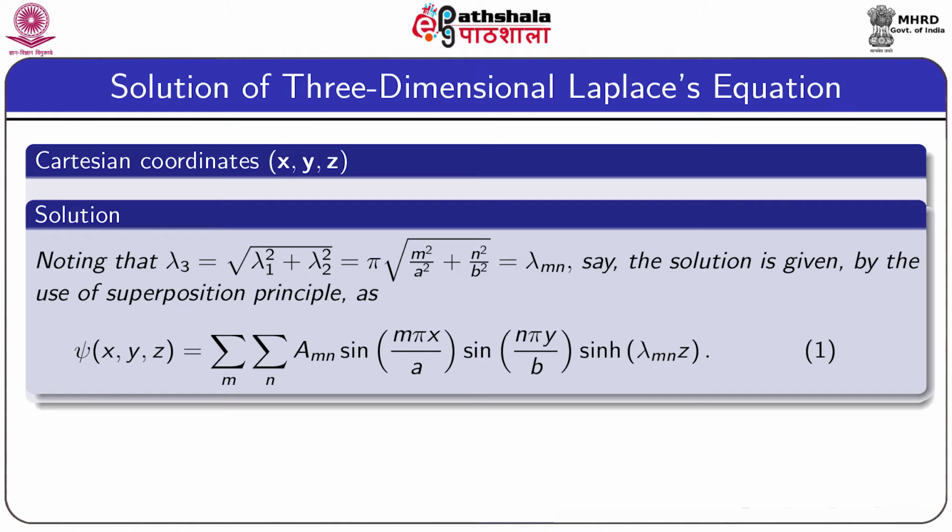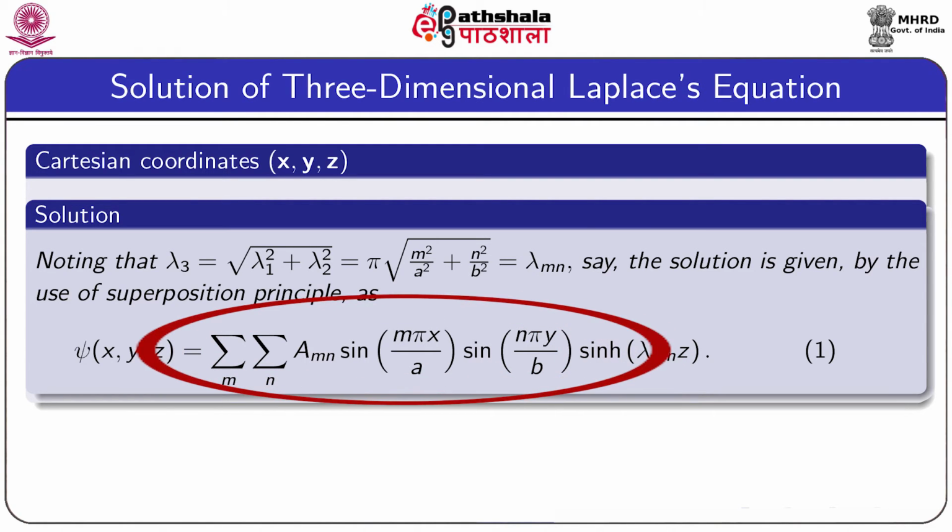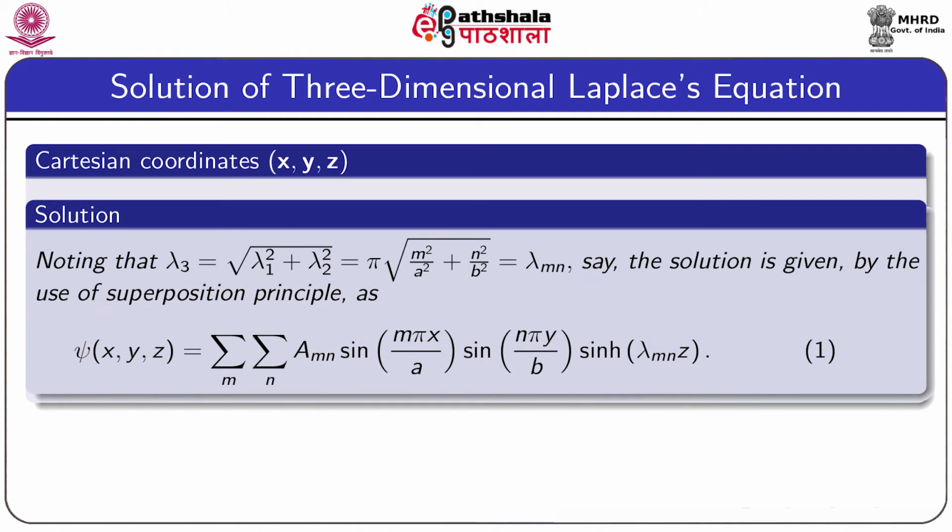So, the solution becomes A_mn sin(mπx/a) sin(nπy/b) sinh(λ_mn z). And since this is a linear differential equation, the principle of superposition can be applied. Therefore, psi can be written as the sum over m, sum over n, A_mn sin(mπx/a) sin(nπy/b) sinh(λ_mn z).